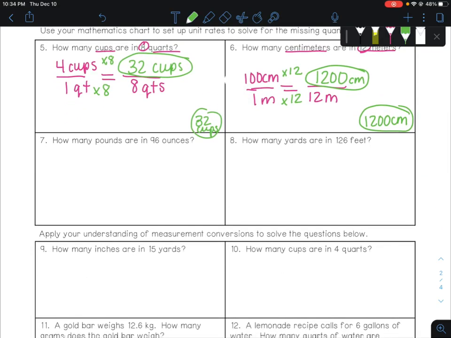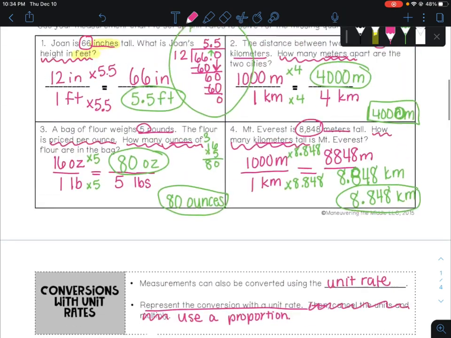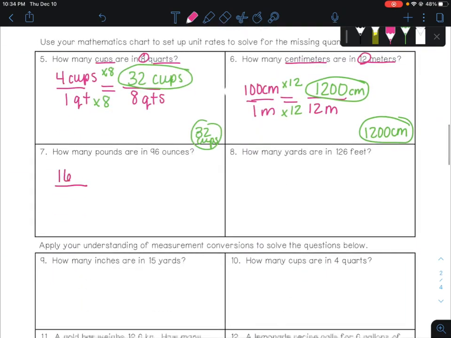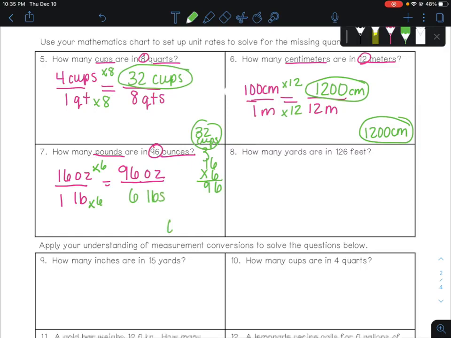Number 7. How many pounds are in 96 ounces? We did this one earlier with the pounds and ounces. It was 16 ounces is 1 pound. And in our problem, we have 96 ounces. So I have to put 96 ounces on the top to match. And now I'm going to say, how do I get from 16 to 96? If you're not sure, you can do long division. I'm just going to guess maybe 6 times. Yep. So it's going to be times 6. Do the same thing on the bottom, and I get 6 pounds. So there's our final answer.